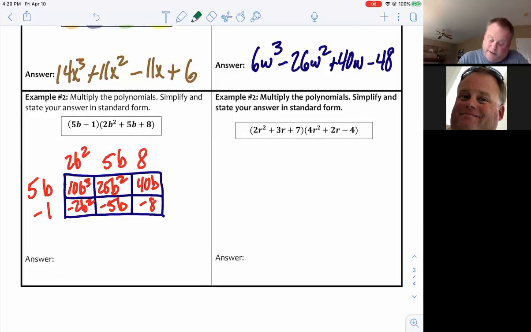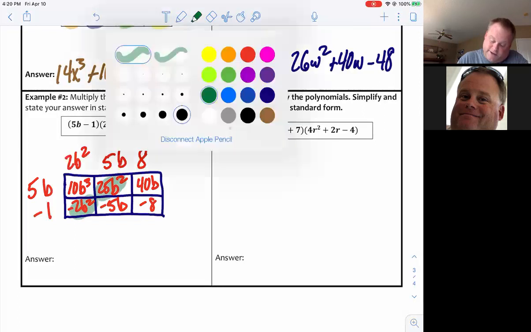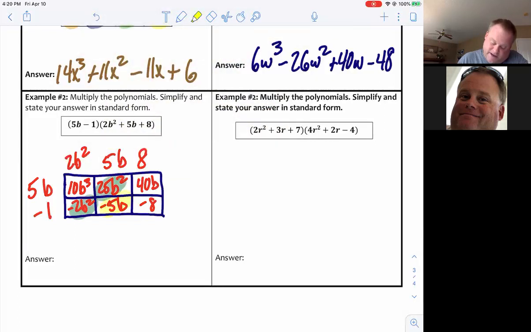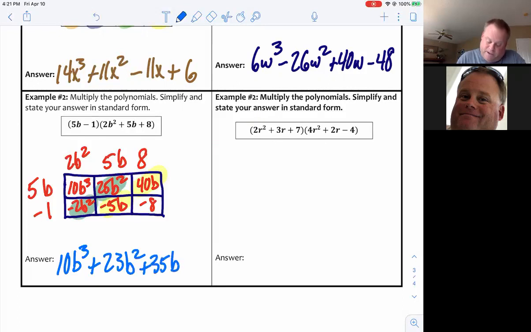I'm going to combine like terms. So I know the negative 2b squared and the 25b squared are like terms. I know the negative 5b and the 40b are like terms. 10b to the third comes out. It's my biggest term, nothing to combine with it. Negative 2b squared and 25b squared should be a plus 23b squared. 40b and a negative 5b becomes a positive 35b, and negative 8 comes out.